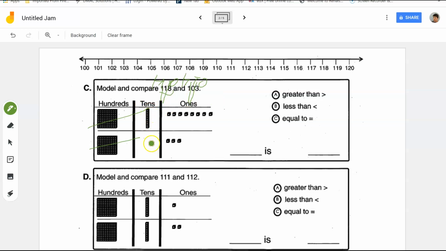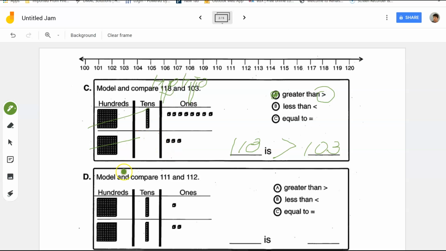I have 110 here. I don't have nothing here. So which one is greater? This one is greater. 118. So I know now that 118 is greater. So I'm going to select greater here. I'm going to use my symbol for greater right here. Greater than, and what is my other number? 103.